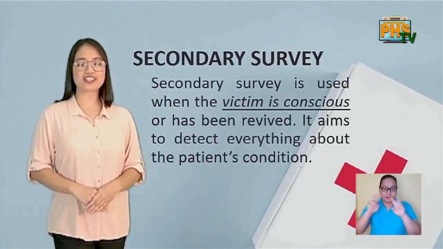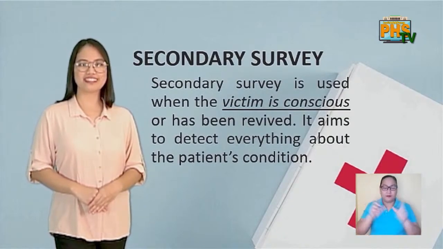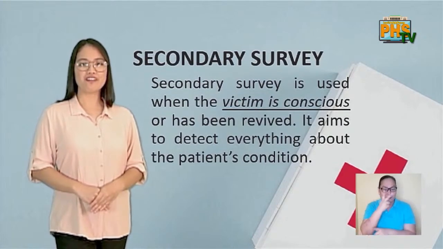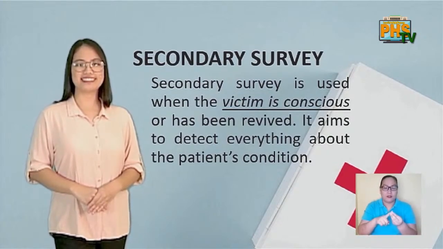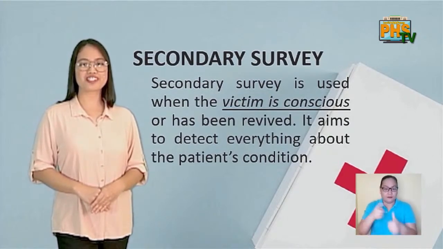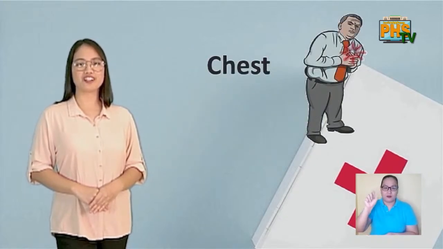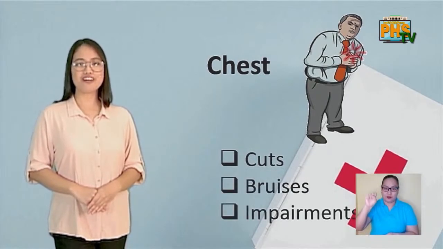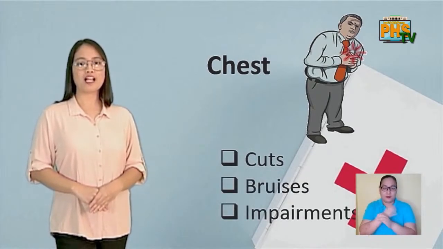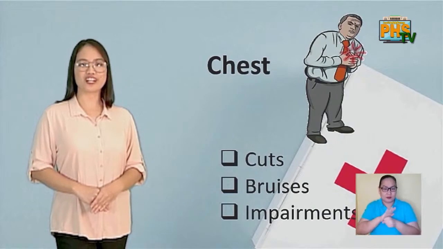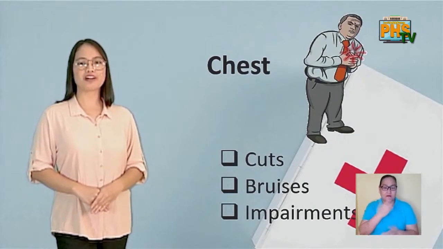On the other hand, secondary survey is conducted when the victim is conscious or has been revived. It aims to detect everything about the patient's condition. First, chest. Check for cuts, bruises, and other impairments. If the victim feels pain while you apply pressure onto his or her chest, there could be a rib fracture.